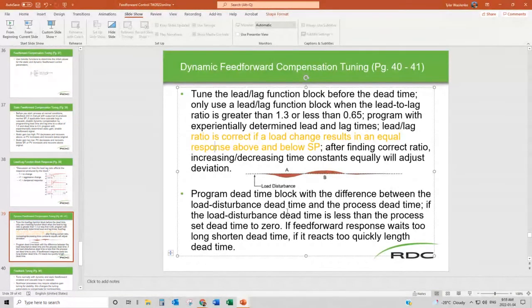Okay, then we're going to program the dead time block with the difference between the load disturbance dead time and the process dead time. That's the calculation that we did earlier. If that load disturbance dead time is less than the process dead time, set to zero. Remember, we talked about that. This is the third time I've mentioned that, so make sure you wrap your brain around that. If the feedforward response waits too long, shorten the dead time. If it reacts too quickly, lengthen the dead time. Hard to remember this, I understand, but it's part of our job.